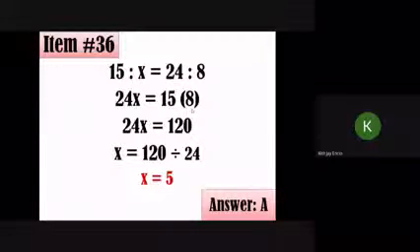Or if you wish, there are many methods, no? Like 24:8 could be simplified as 3:1. So 15:5 is also 3:1. So x is 5.